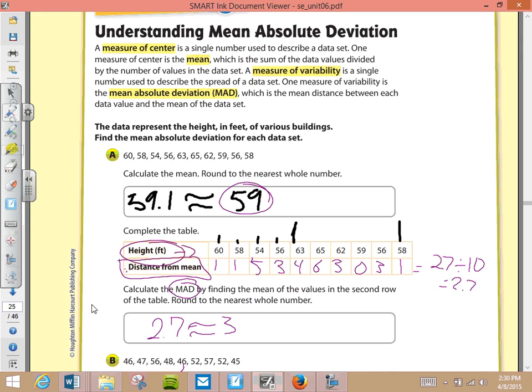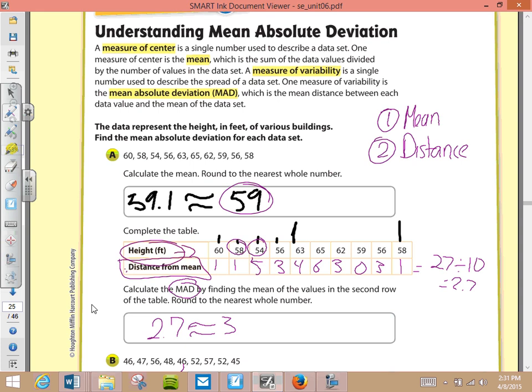Okay. Is anybody else confused? What part? How do you get what? I'll put it in steps. Hang on. Step 1. Find the mean of your numbers, whatever numbers are given. Step 2, find the distance from the mean. So in other words, if your mean was 59, find the distance that all these numbers are from it. So 60 is 1 from 59, right? 58 is 1 from 59. 54 is 5 points from 59, and so on and so forth. Do you understand that part?